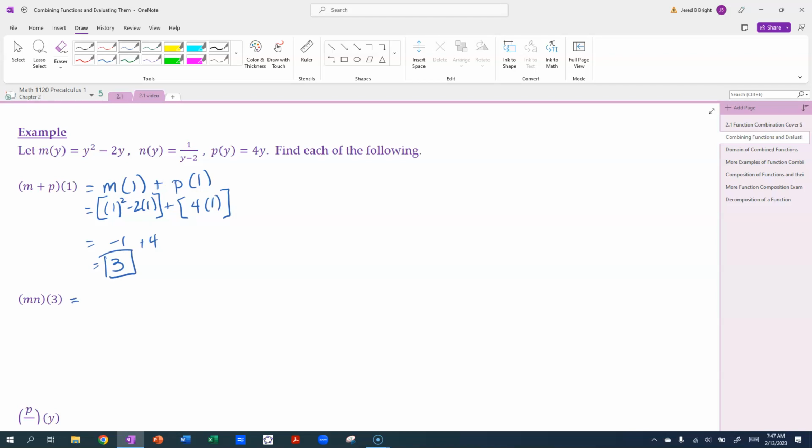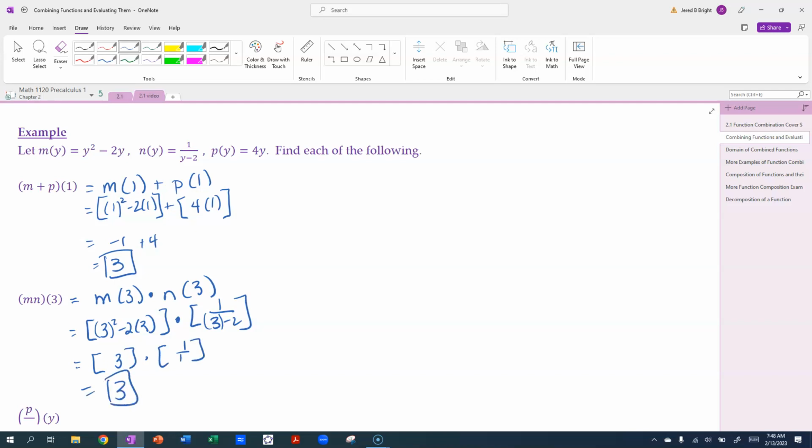And then (mn) of 3. So again, this by definition is m of 3 times n of 3. Okay, again, substitute this in. So I'm going to have 3 squared minus 2 times 3 for m of 3. And then n of 3 is going to be 1 over 3 minus 2. Okay, evaluating now, going through and doing the arithmetic. 9 minus 6 is 3, times 1 over 1. So then I just get 3 for this as well. Isn't that nice?